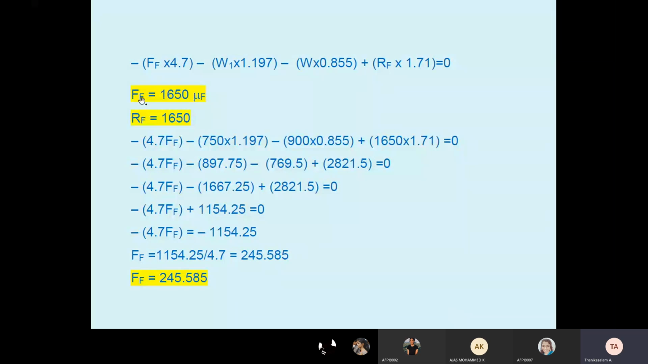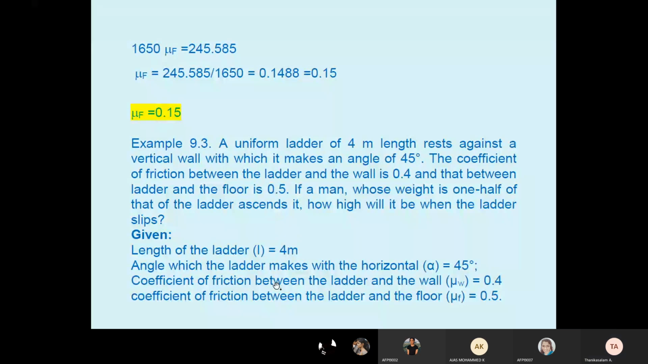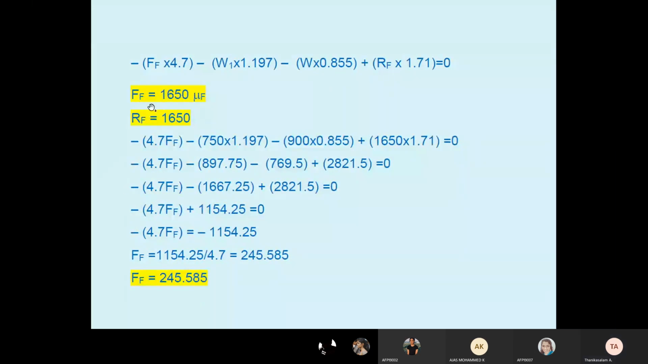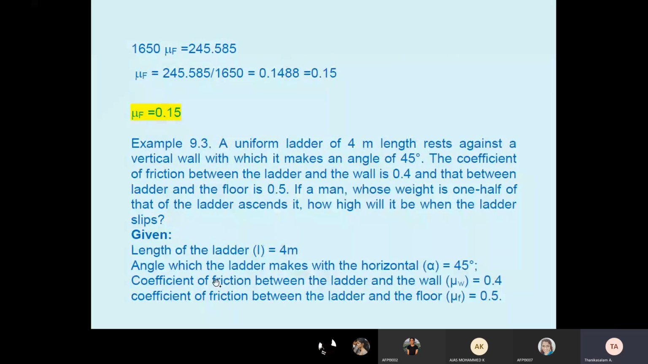Finally, in this equation we already calculated FF equal to 1650 mu F, and RF already calculated. So apply everything in the equation. We got FF equal to 245.85. What is FF? Mu F into RF. Therefore, already 1650 mu F. So the left side is 245.85. Therefore, what is mu F? 245.85 divided by 1650. So we got mu F equal to 0.15.